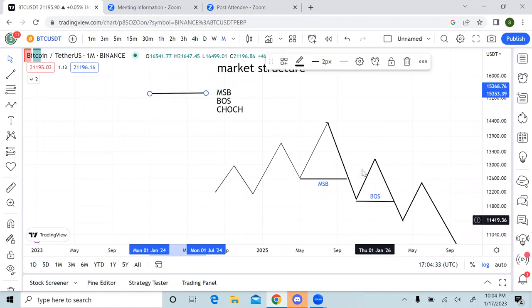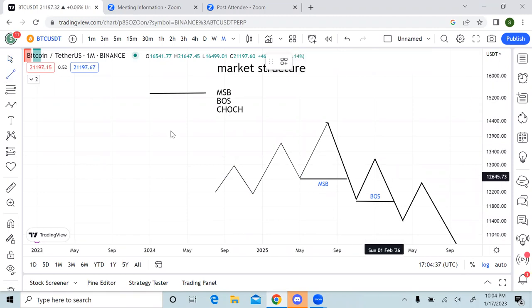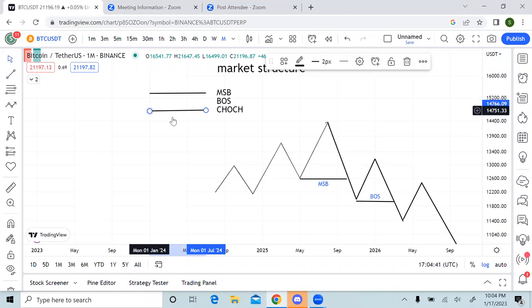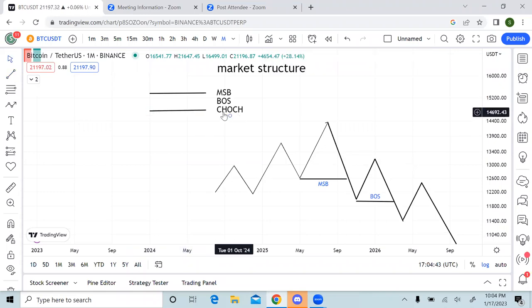I will explain how we will trade this MSB and CHOCH. I will show you how BOS will be traded. This is our CHOCH, which is used for trend. It shows you whether the trend is bullish or bearish. CHOCH will show you whether it has shifted or not. MSB simply shows you that internal structure is broken, so it will be shifted down.